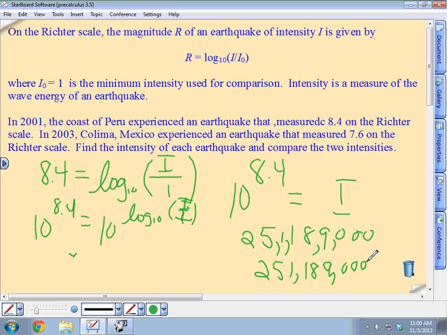Keep in mind, what's the worst earthquake you could have? A 10, although you could never really reach 10. You can get really close. That's the upper limit of an earthquake on the Richter scale, which is 10. So Peru is a pretty close, pretty bad earthquake.